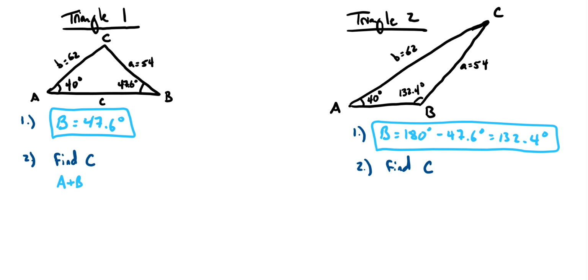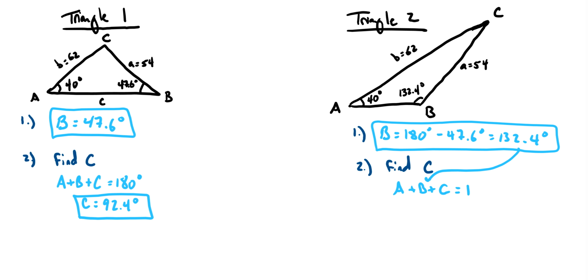So for both of these, it's going to be A plus B plus C equals 180 degrees. We just have to make sure that we're using the correct B. Plug it in. I'll leave it for you guys to check. The one on the left, we would get 92.4 degrees. The one on the right, we do the same thing, A plus B plus C equals 180 degrees, just making sure you're plugging in the proper B. Solve this for C, and we would end up getting something probably pretty small. Yeah, 7.6 degrees.